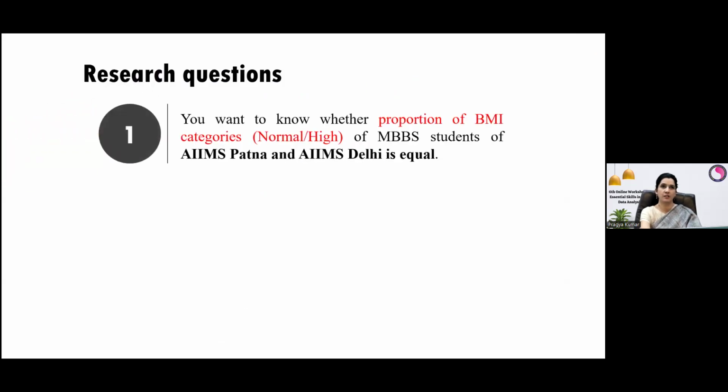So what are the various research questions? If I want to know whether the proportion of BMI, and here I should have only two categories, so I cannot divide BMI into obese, normal and overweight. I have made the categories normal and high. So this is a binomial proportion, normal or high, among MBBS students of AIIMS Patna and AIIMS Delhi. These two are independent groups: I have taken students from AIIMS Patna and students from AIIMS Delhi.